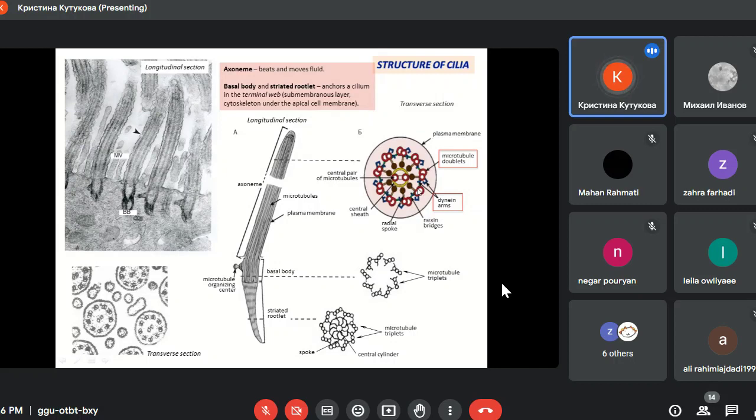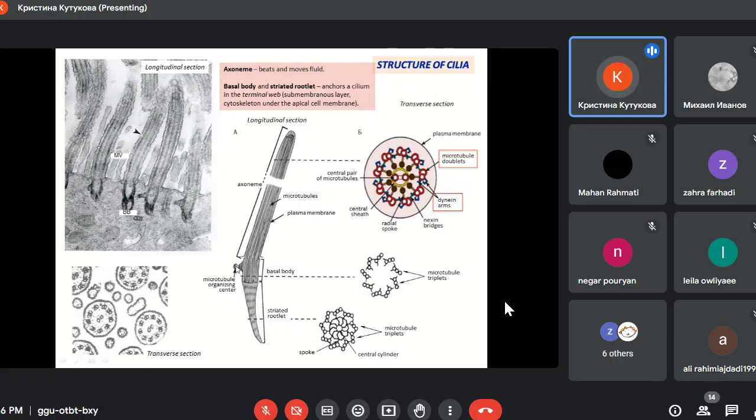And when it happens, all of the axoneme bends to one direction when dynein proteins act. When they stop performing their function, then the axoneme goes back to its previous state. And it happens very, very fast.